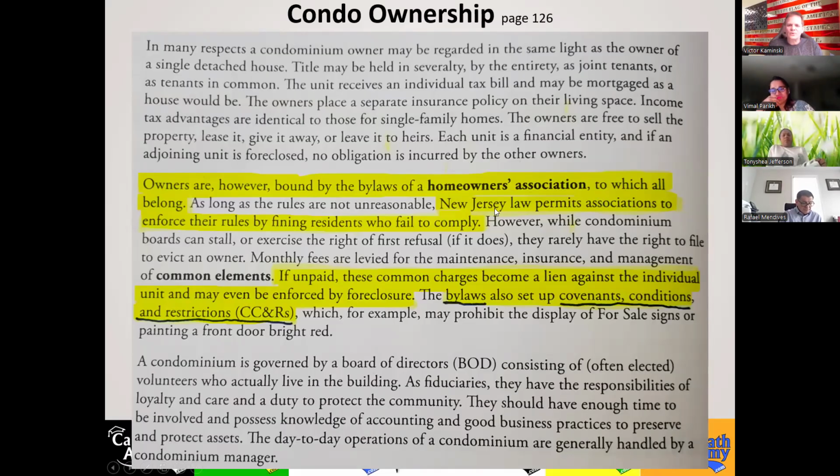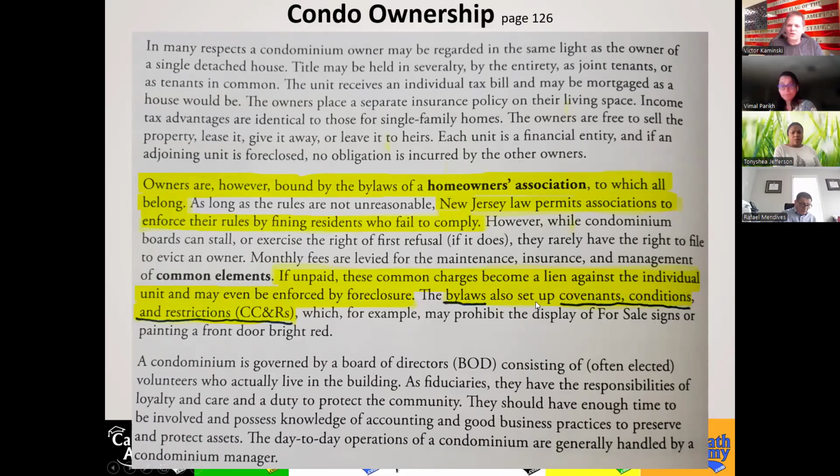Okay. So New Jersey law permits associations to enforce their rules by fining residents who fail to comply with them. Now, while condominium boards can stall or exercise a first right of refusal, if it does, they rarely have the right to evict an owner. Monthly fees are levied for the maintenance, insurance, and management of common elements. If unpaid, these common charges become a lien against the individual unit and may even be enforced by foreclosure.